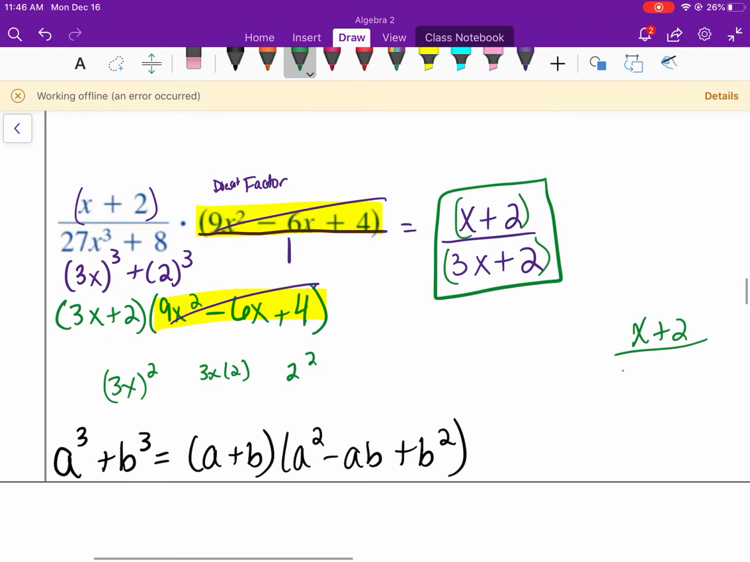It would be different if it was x plus 2 and then 3 times x plus 2. Then you could reduce the x plus 2's. But here the 3 is connected, so 3x plus 2 is not the same thing as x plus 2.